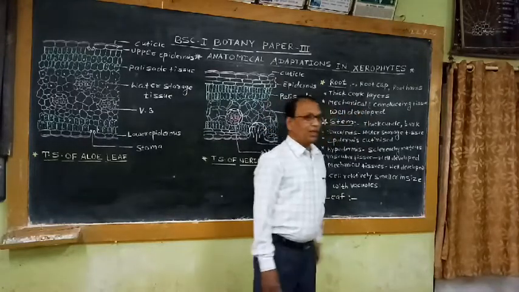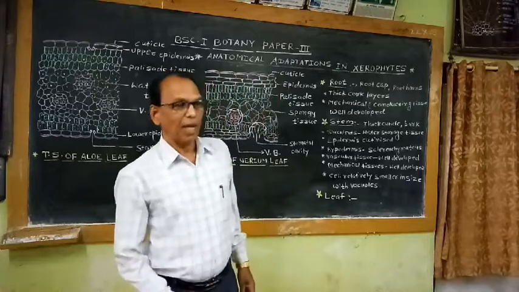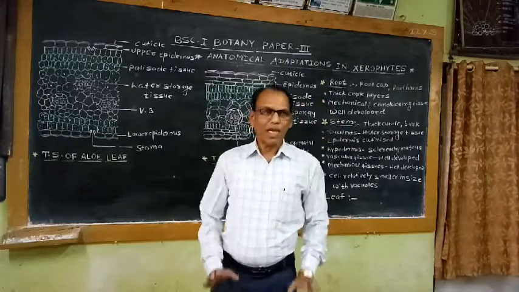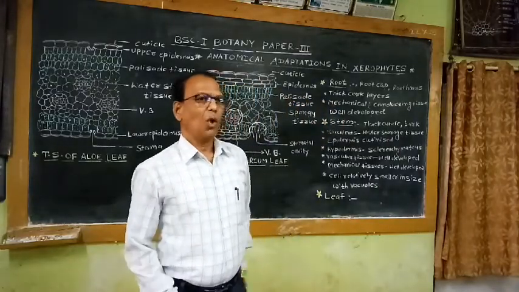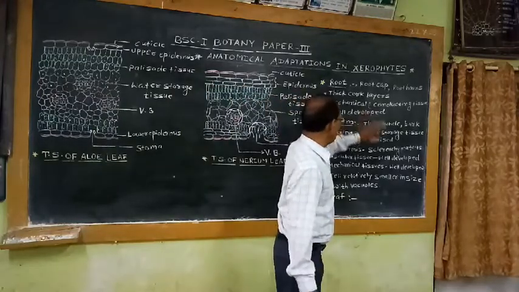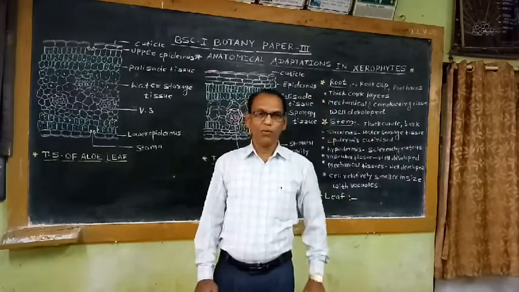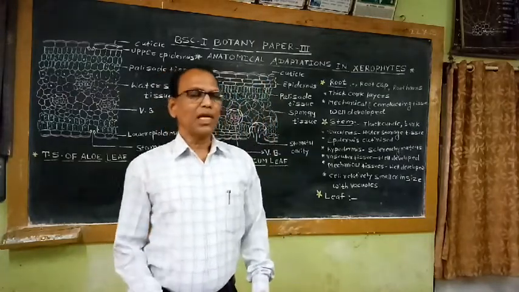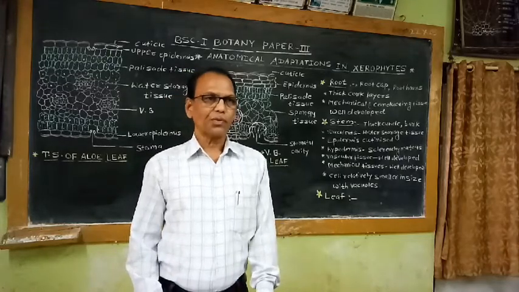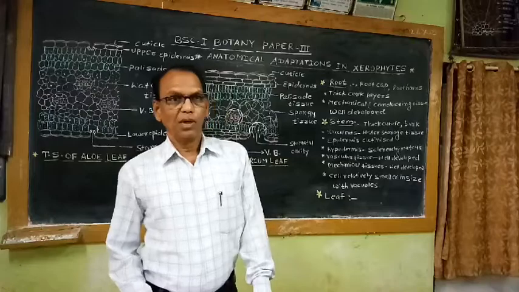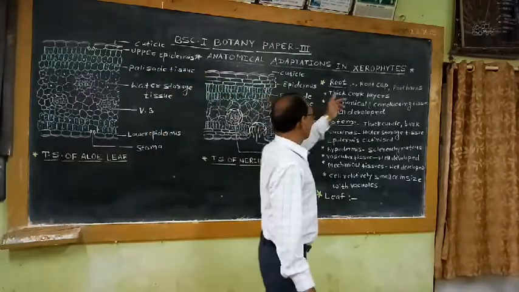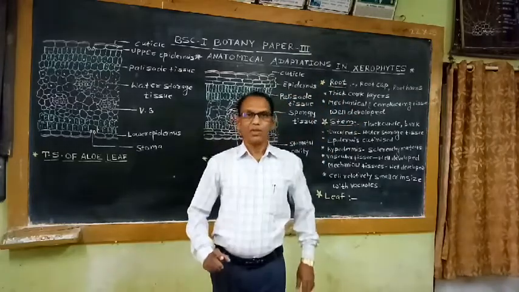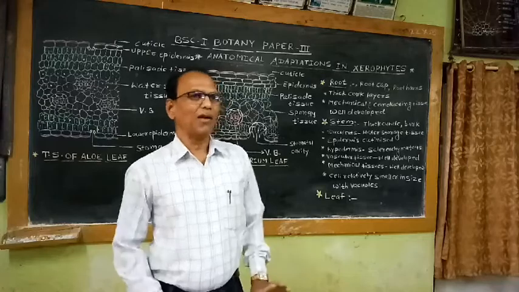Then if we observe the amount of mechanical tissue as well as conducting tissue, they are well developed in all xeropodic plants. What is the meaning of this? Well developed conducting tissue, well developed mechanical tissue. In herbaceous organs, mechanical tissues are present in the form of collenchyma and sclerenchyma tissue. In root, collenchyma is not there. Mechanical tissue in the form of xylem and sclerenchyma is well developed.